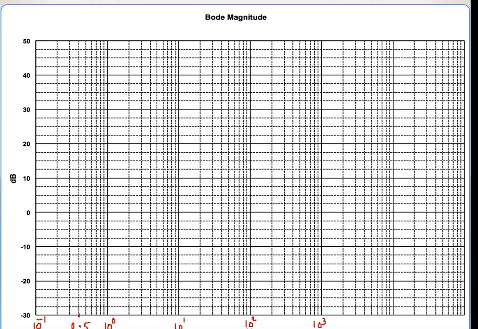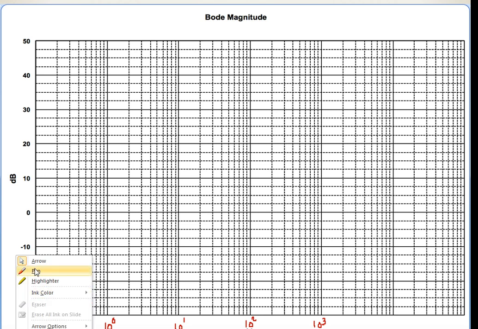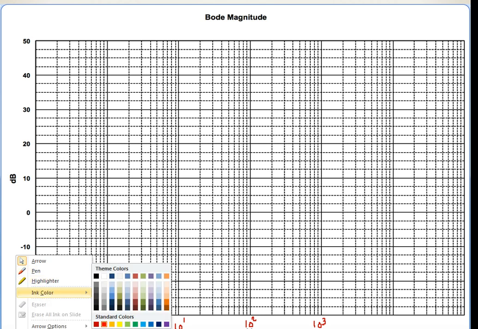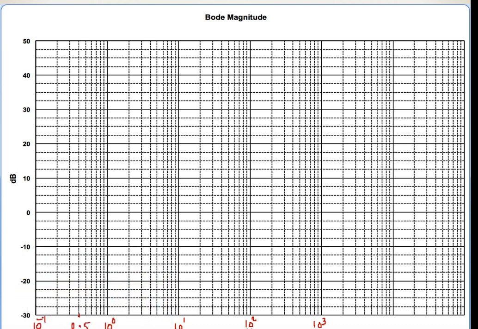In the y-axis I am taking the magnitude in decibels, and in the x-axis we are taking the frequency, omega in radians per second. So here we are having 10 power minus 1, 10 power 0, 10 power 1, 10 power 2, 10 power 3, because this is the decibel scale, 10 power 4, and so on. And the magnitude is minus 30, minus 20, minus 10, 0, 10, 20, 30, 40, 50.